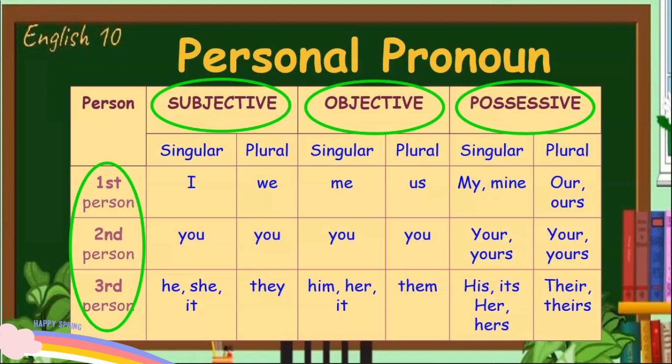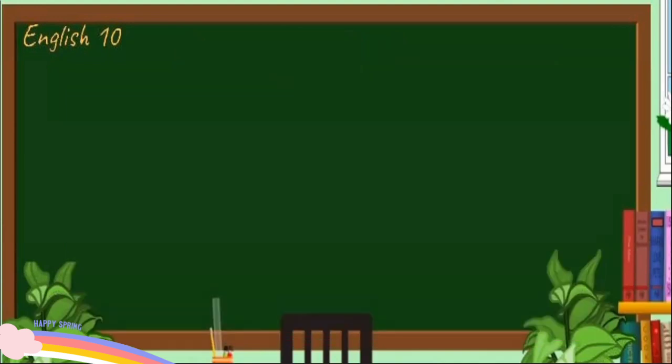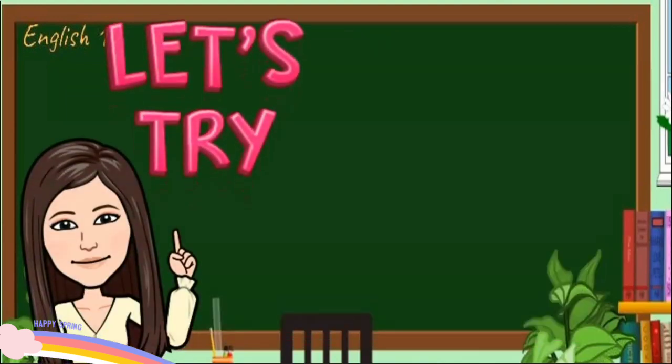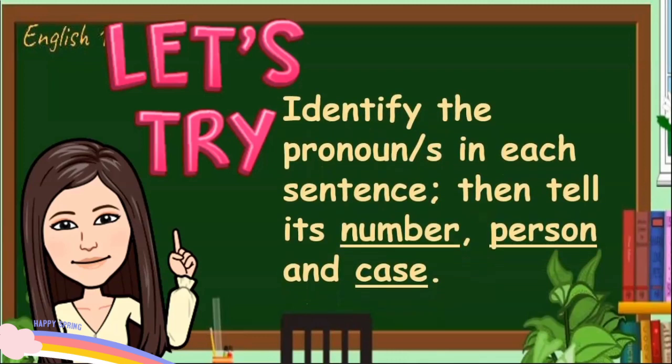So, if I were you, you better memorize all this. Okay? Now, let's try and apply what we have learned today. Let's have a very quick drill. Are you ready? Well, you don't have any choice. You have to be. First, what you'll do is you have to spot the pronoun. Identify the pronoun in each sentence. And after identifying, you have to tell me what is the number of that pronoun, what is the case, and in which person does it belong. Are we clear?